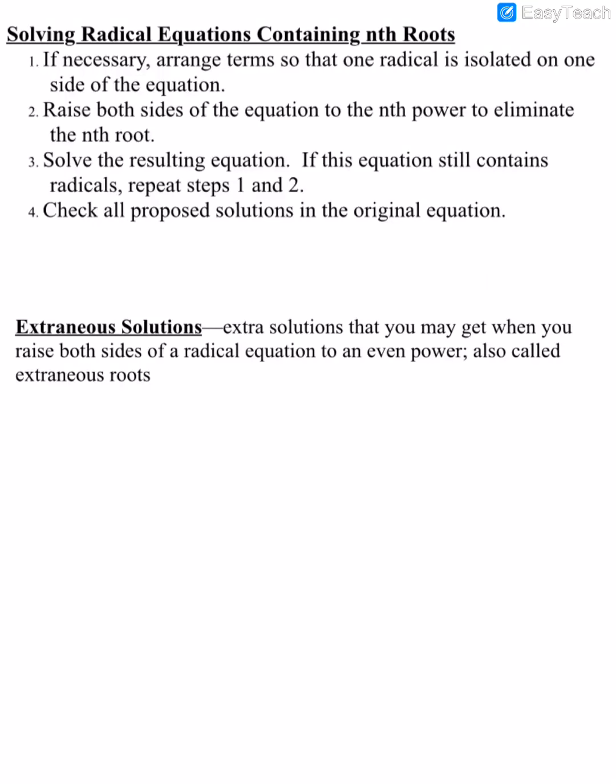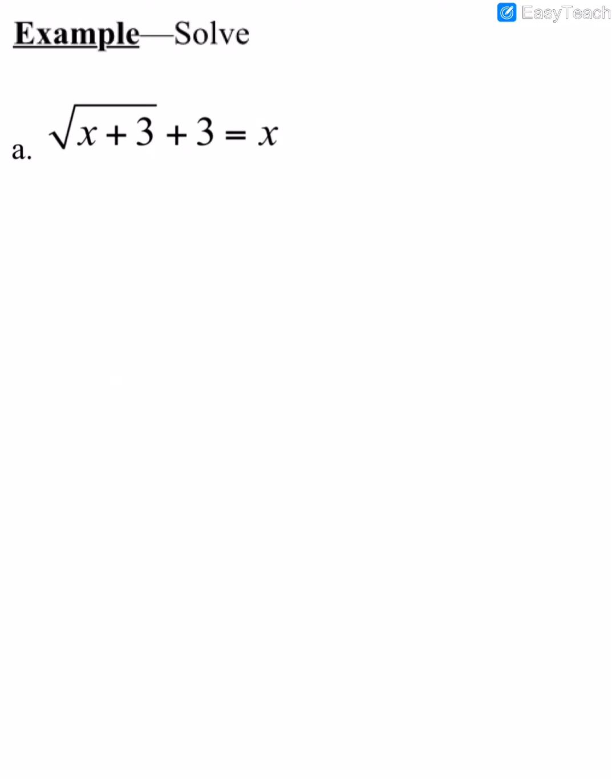An extraneous solution is an extra solution that you may get when you raise both sides of a radical equation to an even power. Because of the fact that if I were to square negative 2, I would get a positive 4. If I squared positive 2, I would still get a positive 4. So I can have two different possibilities to get to the same solution. Well, sometimes one of those possibilities isn't actually a real solution. So that's called an extraneous solution. So always check your answers when you're dealing with radical equations.